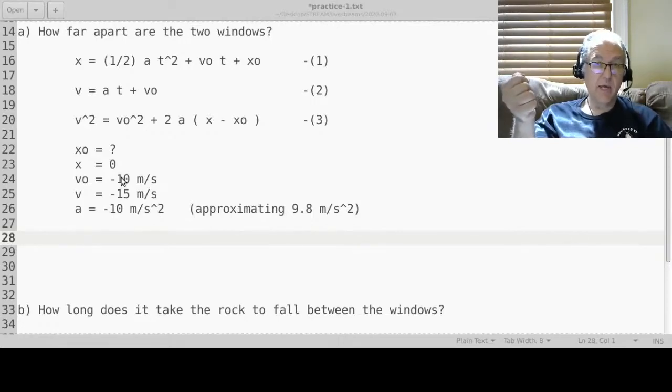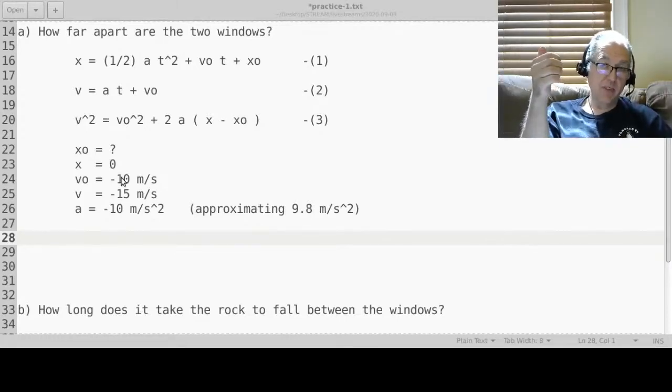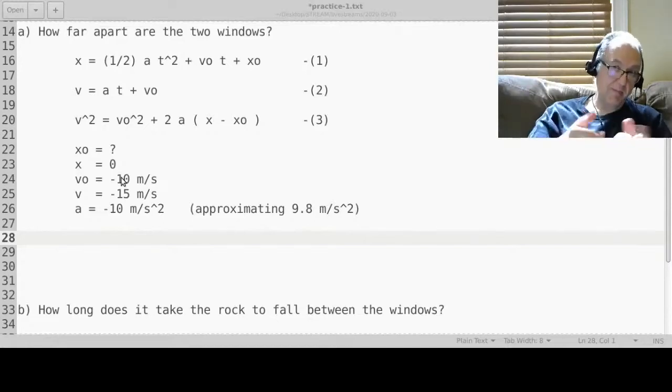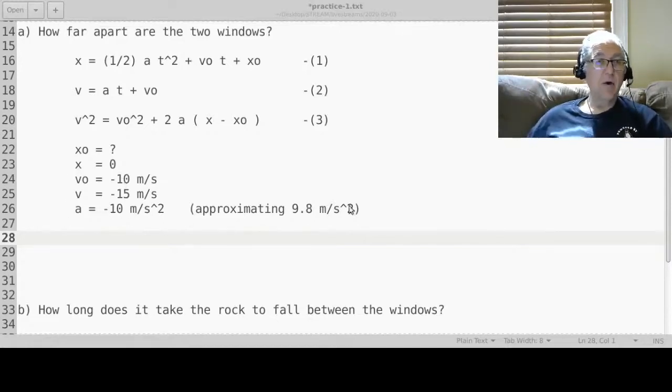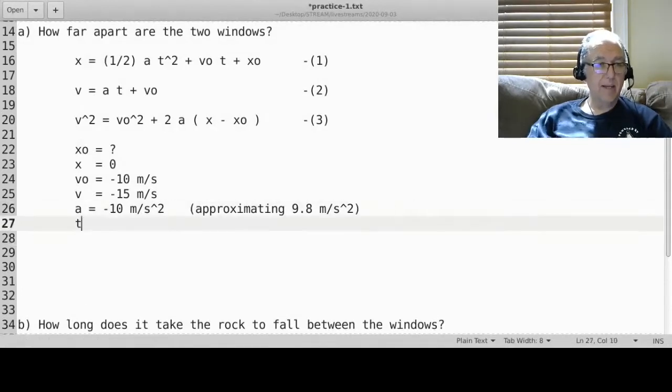That's t equals 0. I don't know how you'd be in 2 places at the same time, or maybe you have a partner, and then at window number 2, when it passes window number 2, you press the stopwatch and you see how much time elapsed. We don't know that, so I should probably write that in there too. So the time elapsed in this motion is unknown.